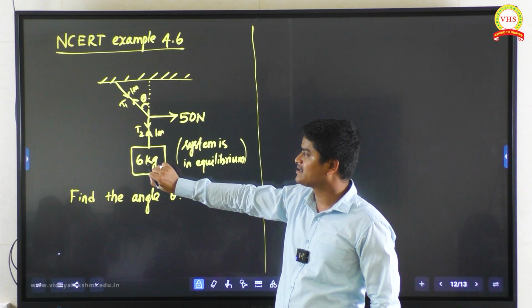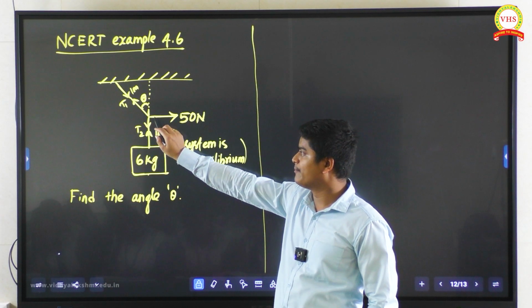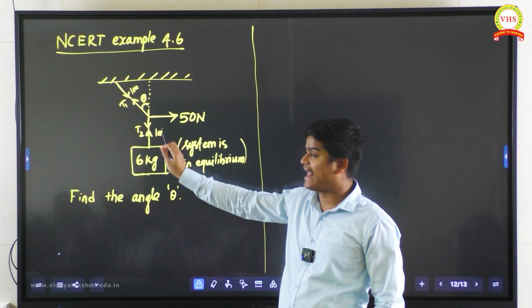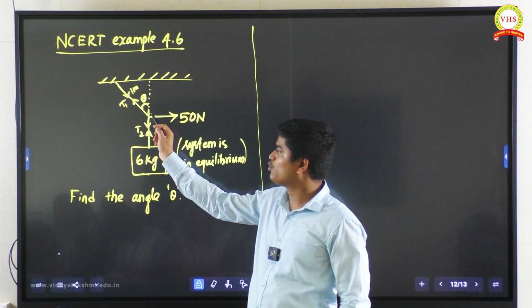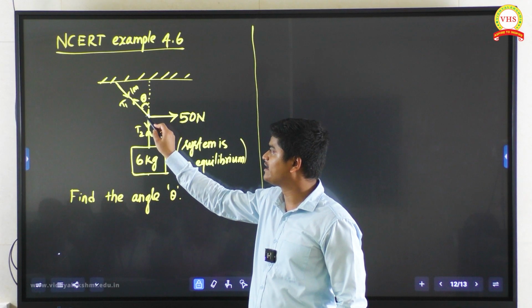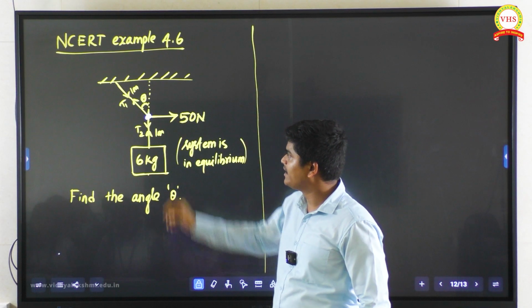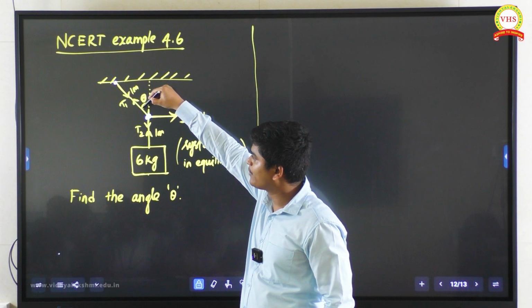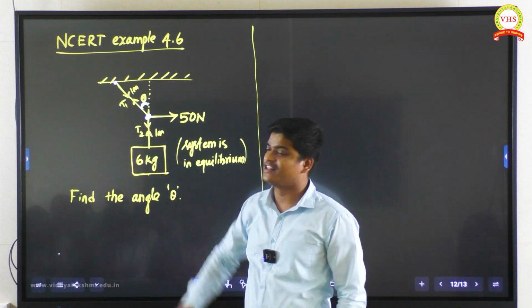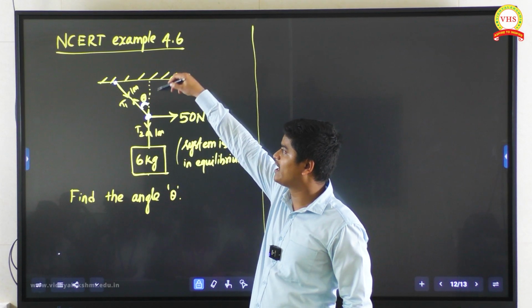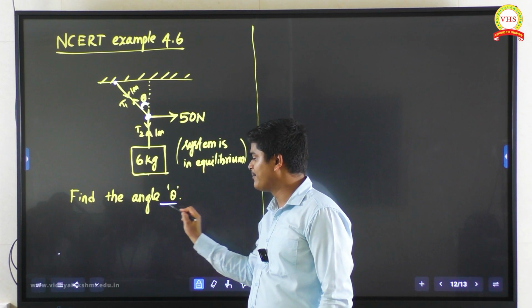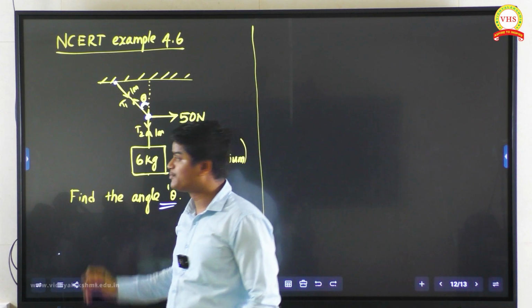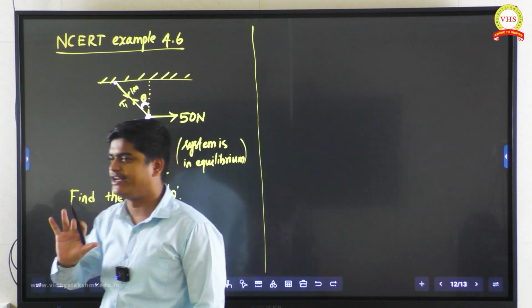A 6 kg mass is hanging by one rope here, length 1 meter, and here one force of 50 Newton is given at this point, horizontally. Here there is some connection with the string, and from the vertical the string is making an angle theta. The dotted line is the vertical direction. Now the question asks us to find the angle theta, given that the system is in equilibrium. This point is in equilibrium, the mass is in equilibrium, everything is in equilibrium.